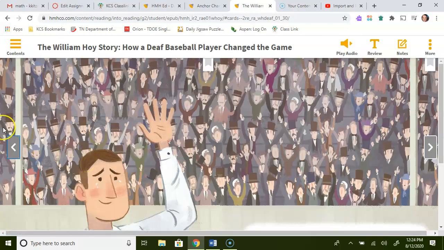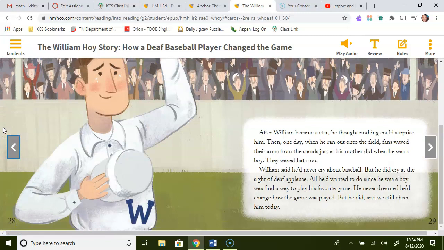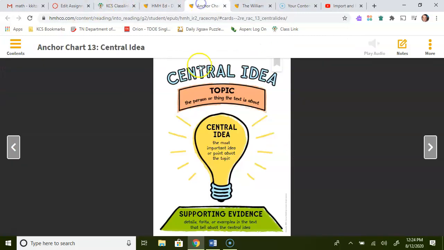So this was the William Hoy story. So I want you thinking about this central idea, the topic. What was the person or thing that the text was mostly about? Absolutely, it was all about William Hoy and how he changed baseball. So the central idea would be the most important idea about William Hoy. What do you think the author wants you to know about William Hoy?